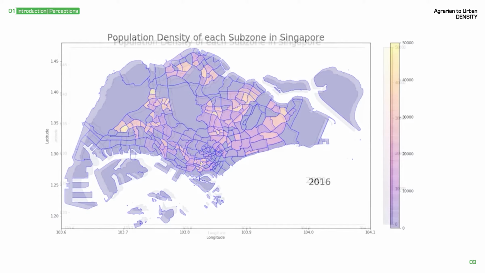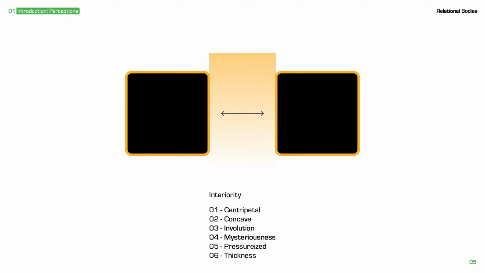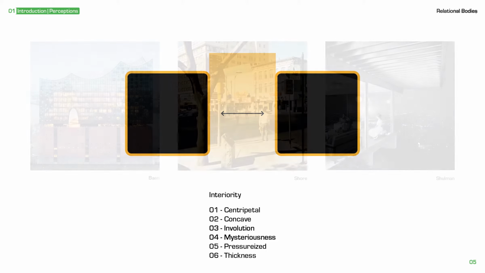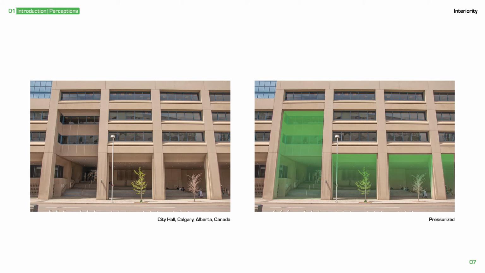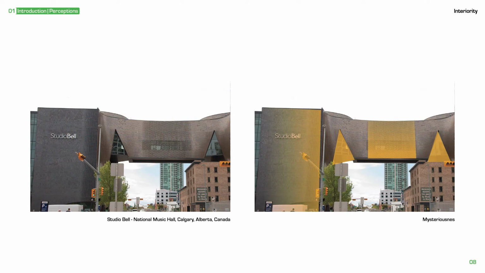Interiority is the study of looking at the relationship between objects and is categorized in our class as centripetal, concave, involution, mysteriousness, pressurized, and thickness. Using photographers as departure points, concepts of involution and mysteriousness are further sussed out and leveraged in the generation of the alteration. But first, looking at examples of interiority in the built environment around me, I identify examples of pressurization through the changing levels and direction, as well as mysteriousness through the slight reveal of this facade.